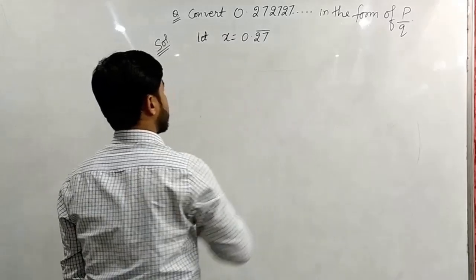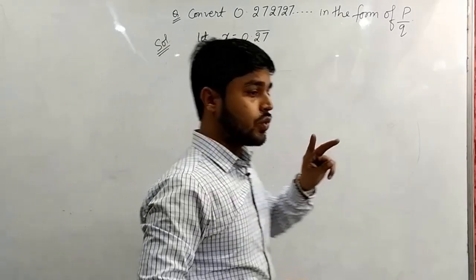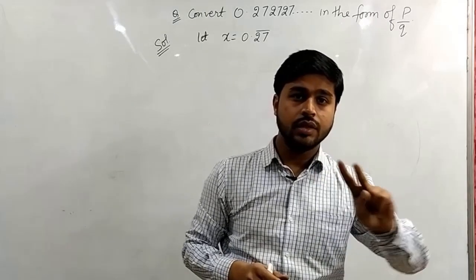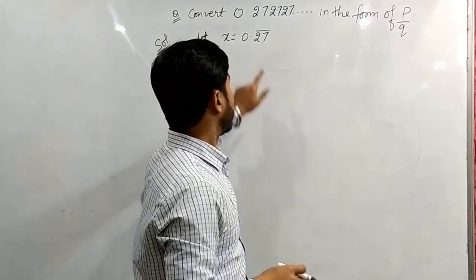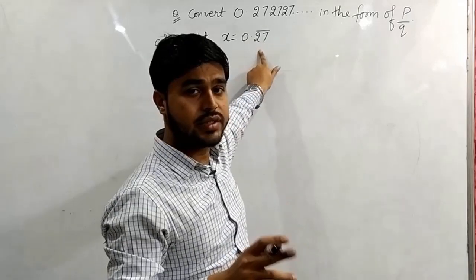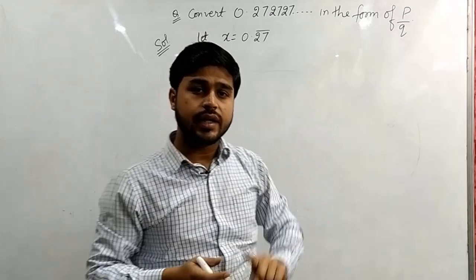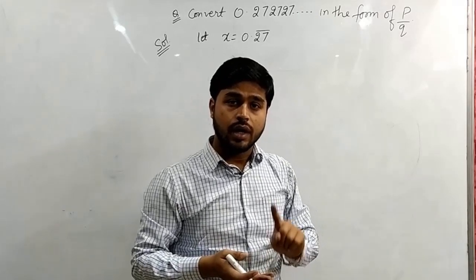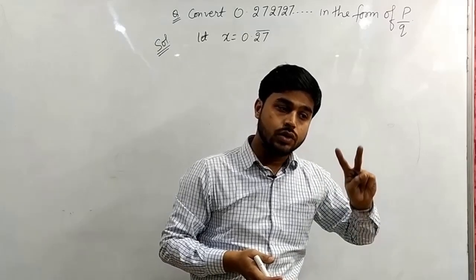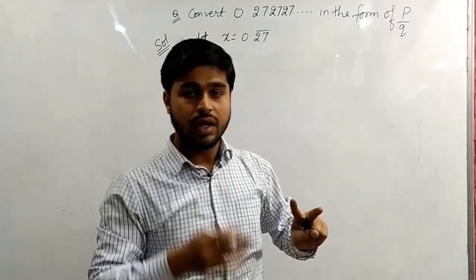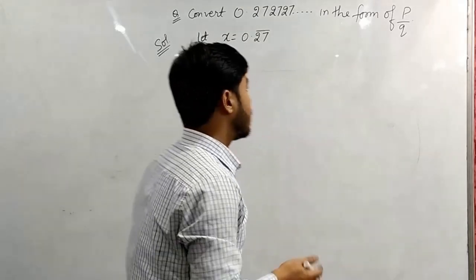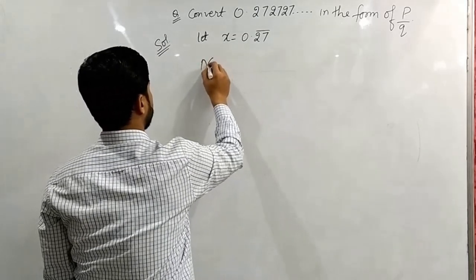Now in this case 2 digits are repeating, so we have to shift those 2 digits to the left side. If I have to shift 2 digits to the left side, we have to multiply by 100, because the number of digits is 2. So a multiplier with 2 zeros is required to shift it to the left side, and 2 zeros are there in 100. So we have to multiply by 100.